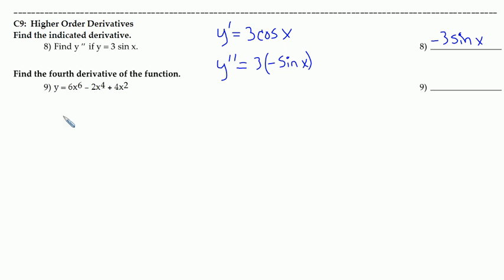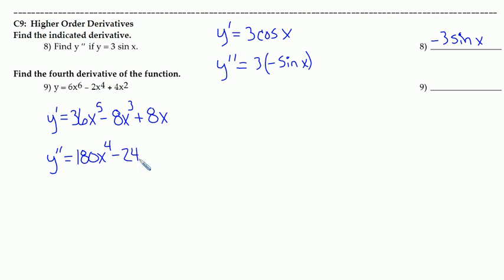For number 9, we're asked to find the fourth derivative of the function. So let's go ahead and just start pounding on that. The first derivative, 6 times 6 is 36. That would be x to the 5th minus 8x to the 3rd plus 8x. Second derivative is equal to 5 times 36 is 180 x to the 4th minus 3 times 8 is 24 x squared plus 8.